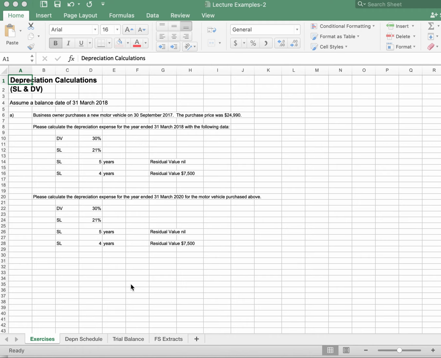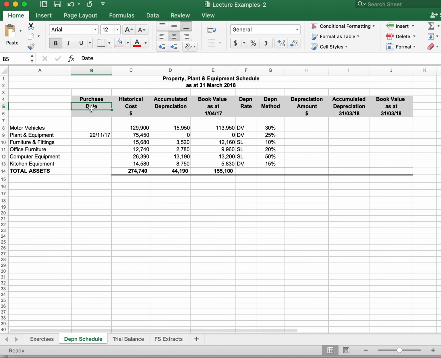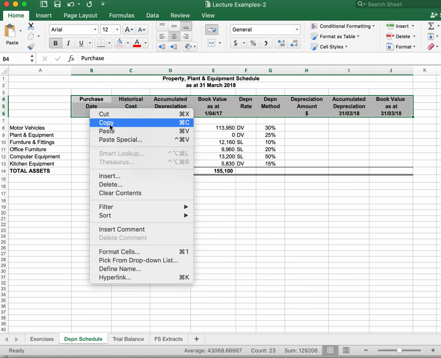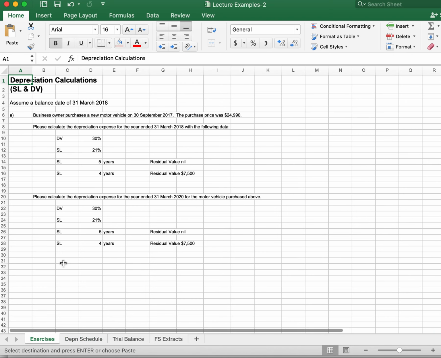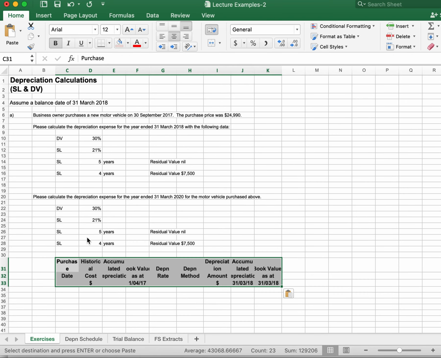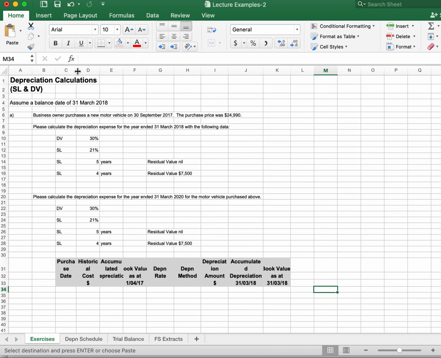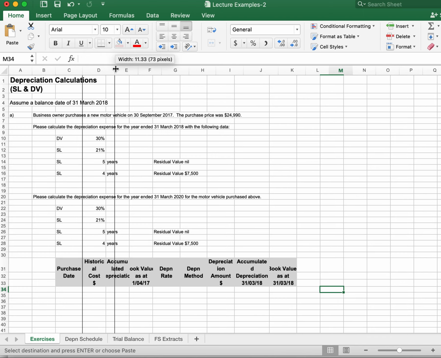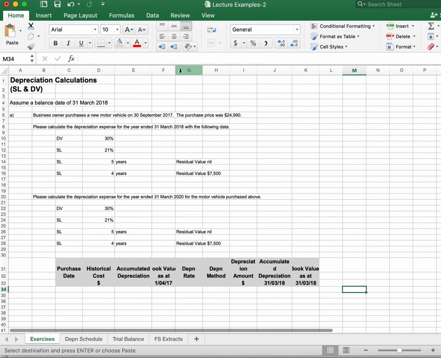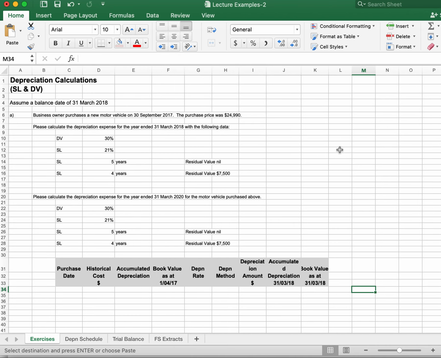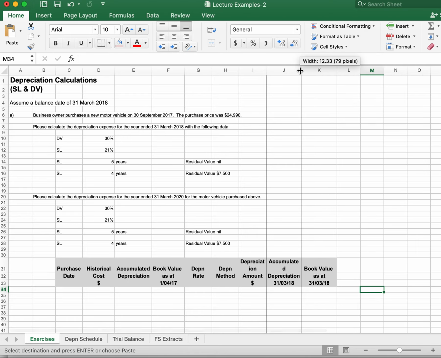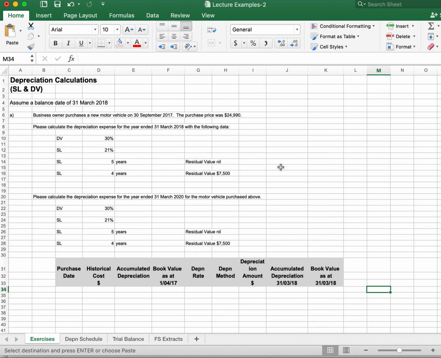For me, the easiest way to work things out is probably to use something like a depreciation schedule. So just as a quick cheat, I'm going to copy these headings over. Hopefully they copy. Yep, they did, which is good. All right, so that gives me a bit of a template. So for me, normally it's setting up a work paper to help me work through things, rather than just trying to calculate it in a cell. I can always put the answers up there afterwards, right?